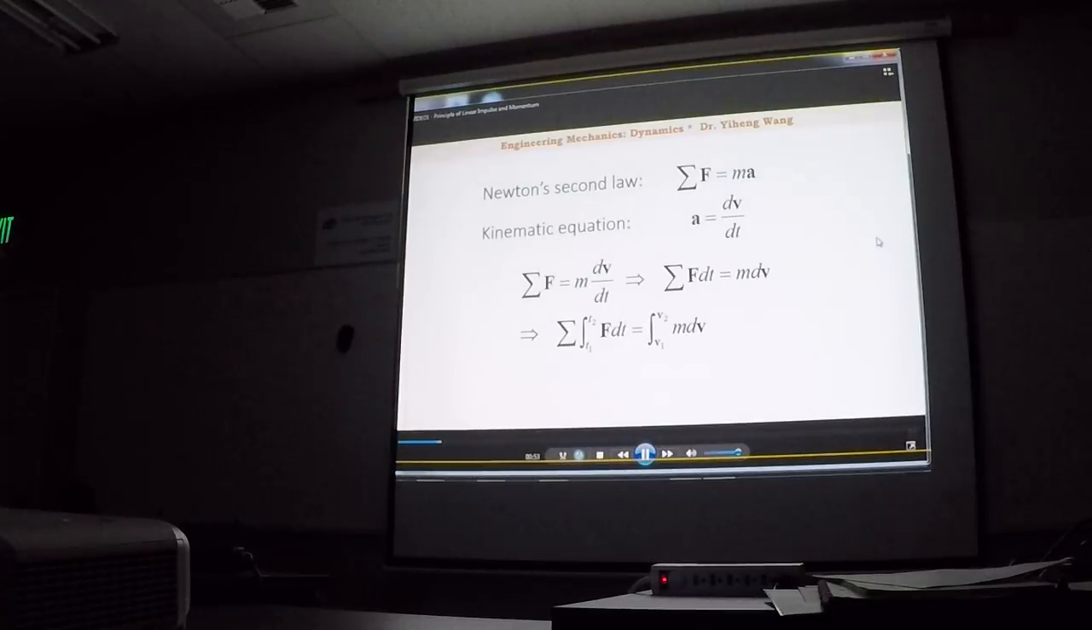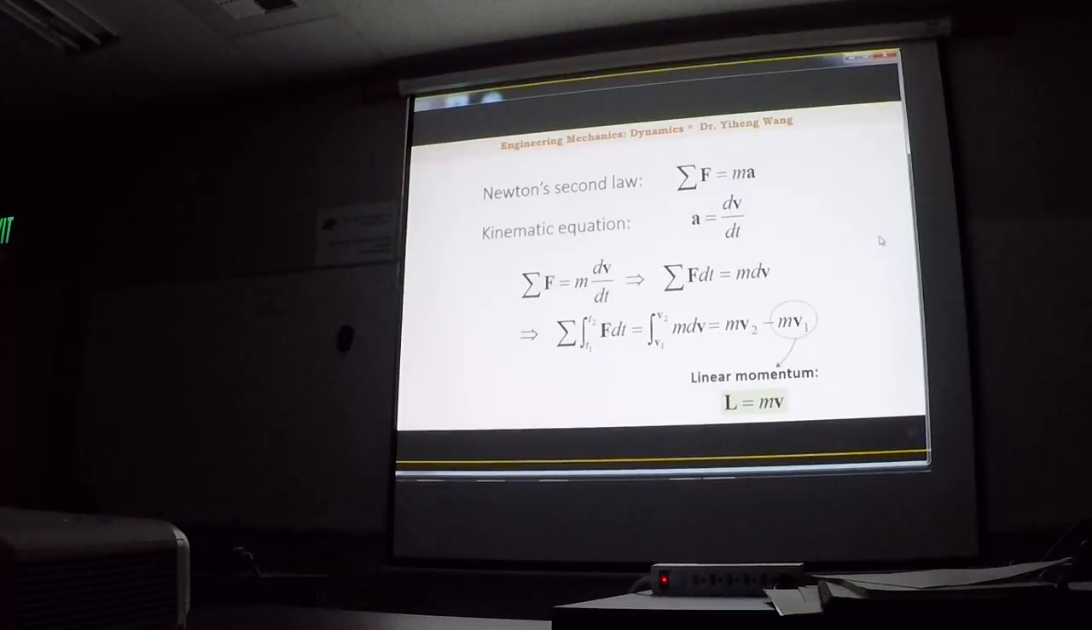On the left-hand side, this expression is integrated from the initial time t1 to the final time t2. On the right-hand side, the expression is integrated from the initial velocity v1 to the final velocity v2. And the right-hand side equals mv2 minus mv1, since m is a constant. And we can define a new parameter to replace this mv. It is known as the linear momentum. L equals m times velocity v. L and v are both vectors.